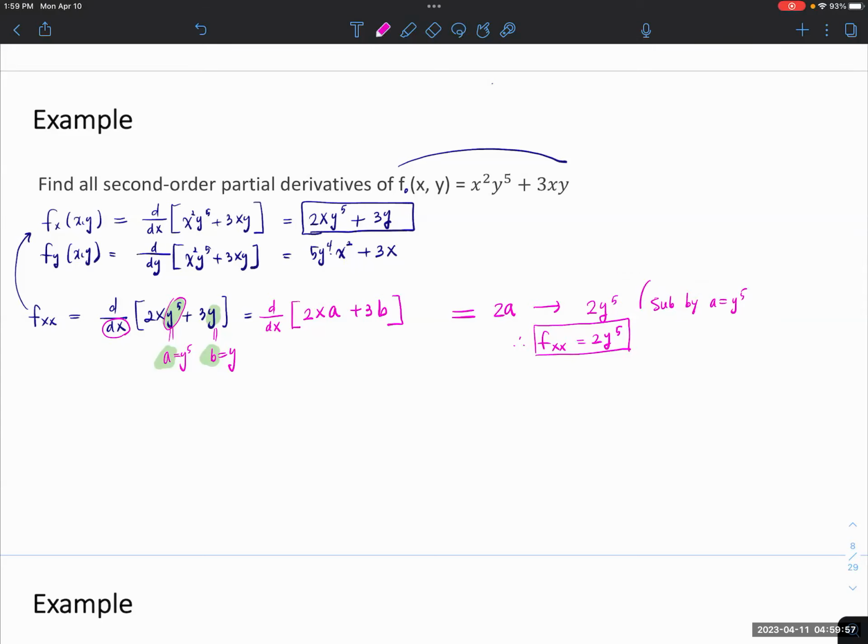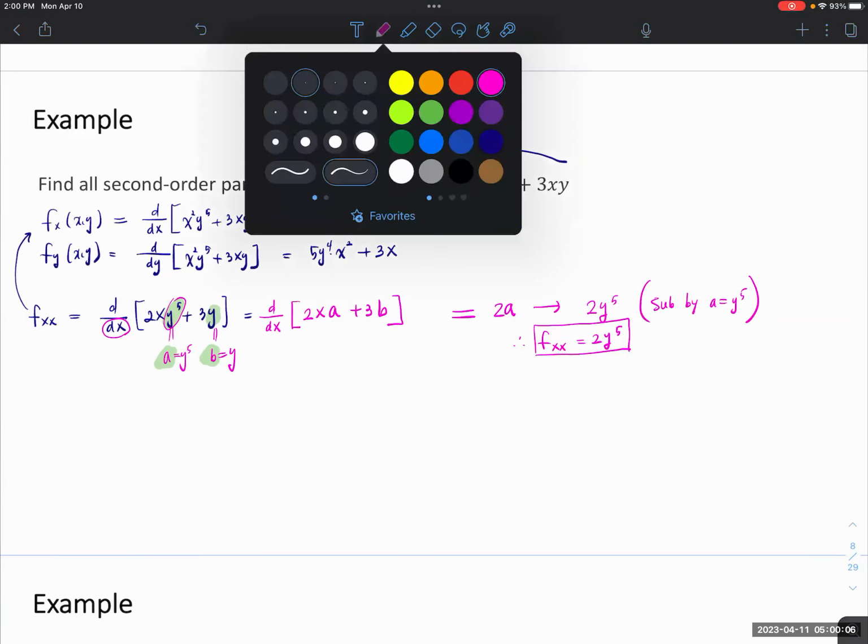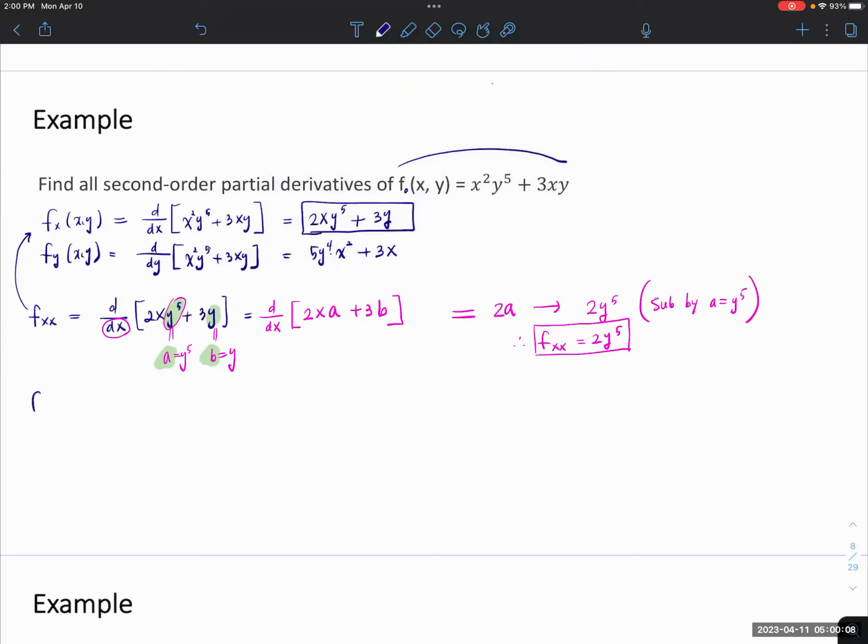Same thing, let me go to the y. I'm going to choose the same color, f, y y. So that means a d, d y. We have 5y to the 4, x to the second plus 3x. Are you following?